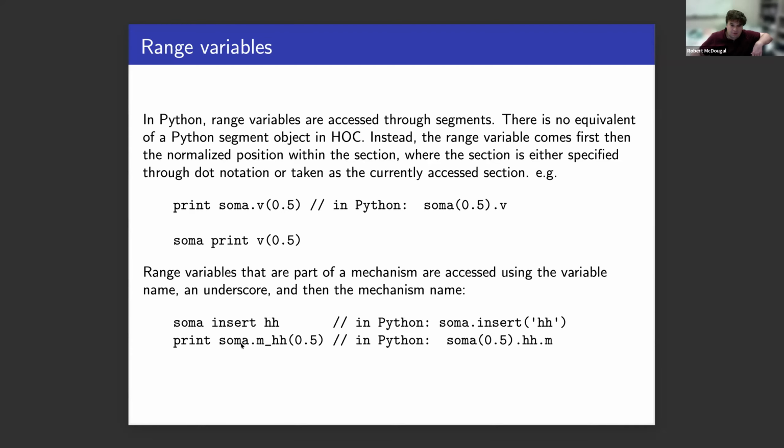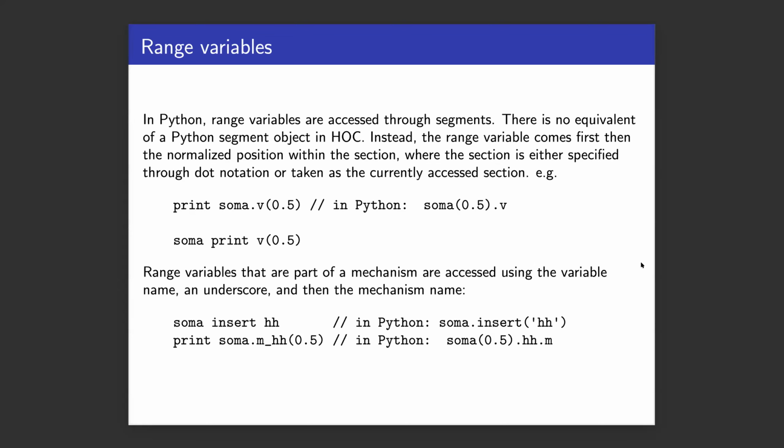Two things. Again, remember, nobody's saying that the soma is going to be mentioned when you see M underscore HH, because you may see these mechanisms referred to without the section, because the section might have been specified somewhere else in your code, and it becomes the currently accessed section. So you'll see that all the time. You'll just see M underscore HH of 0.5.